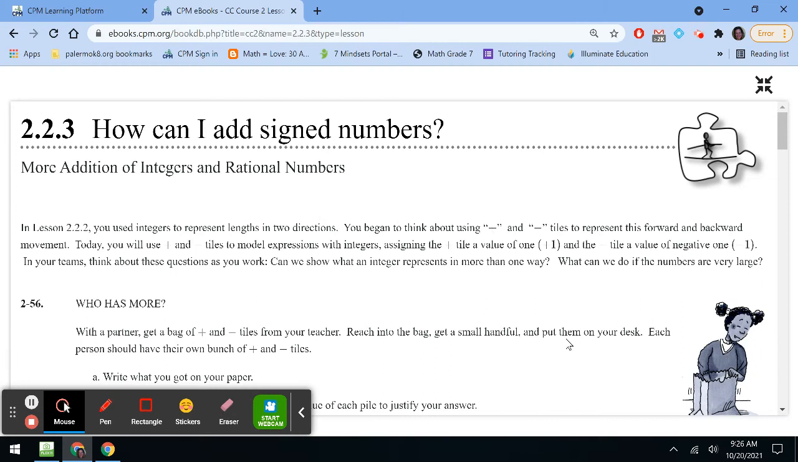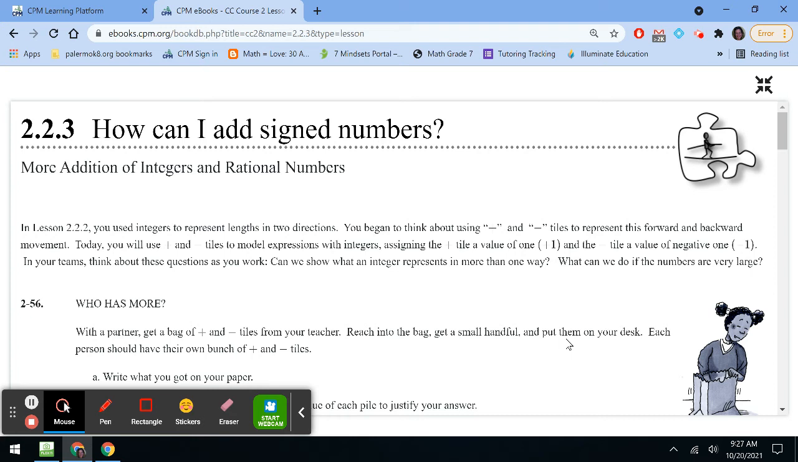So ladies and gentlemen, we're moving on to 2.2.3. How can I add signed numbers? So we're doing more addition of integers and rational numbers. As a reminder, integers are whole numbers that could be positive, negative, and it includes 0 as well. And then rational numbers are the other numbers. So that will be decimals and fractions.